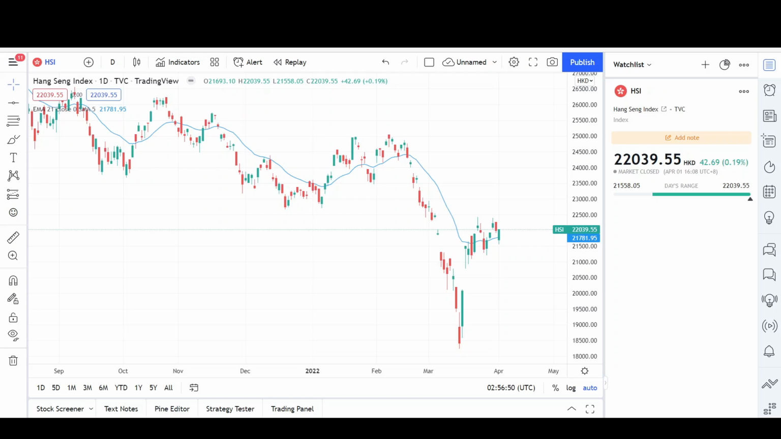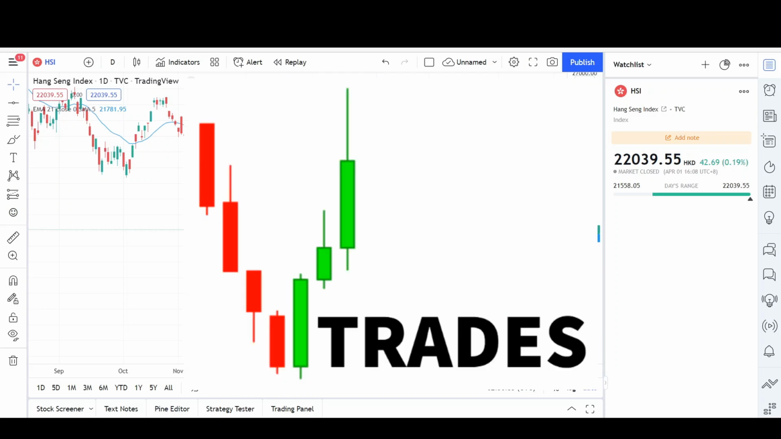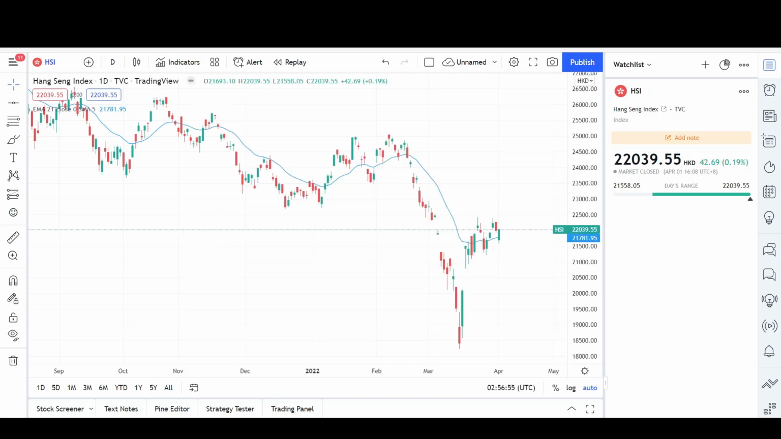What's up traders, this is Vee Trades and today I'll be doing a technical analysis breakdown for the Hang Seng Index with the ticker symbol HSI.